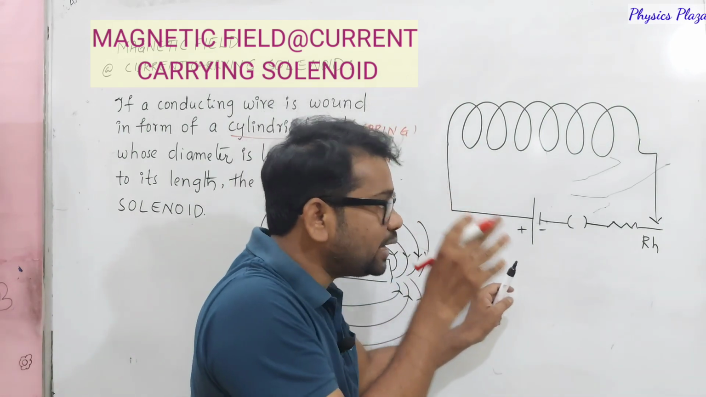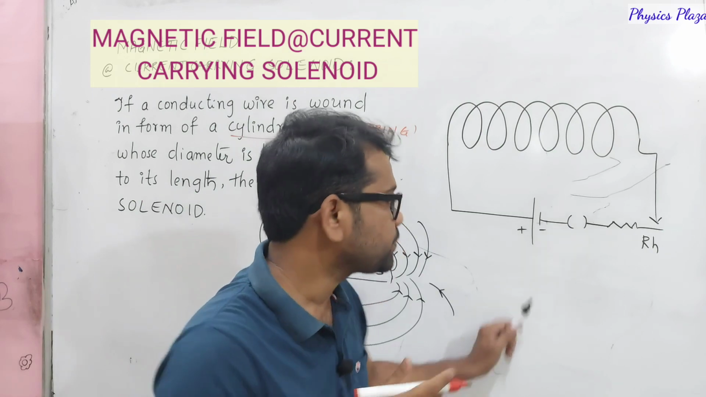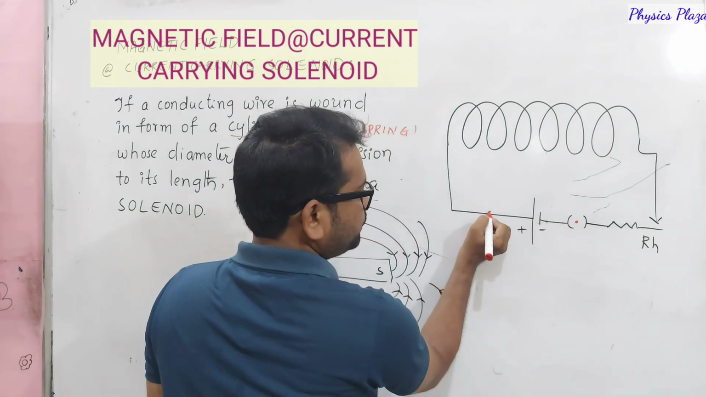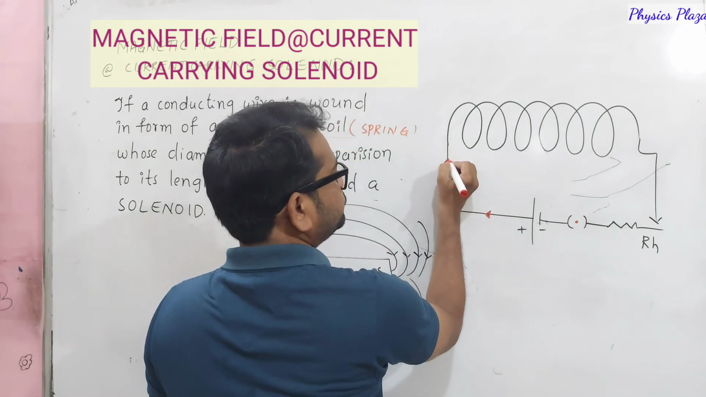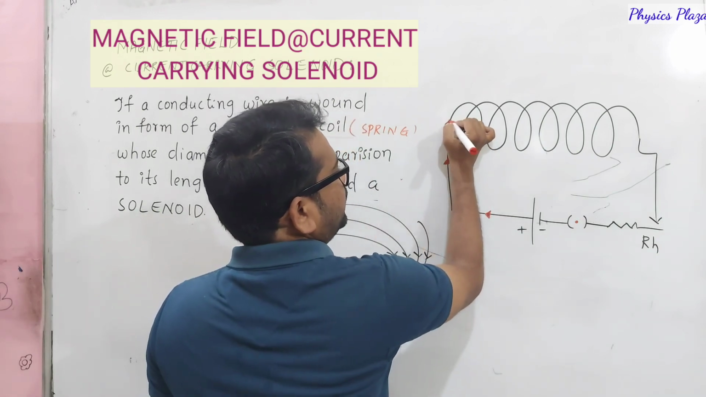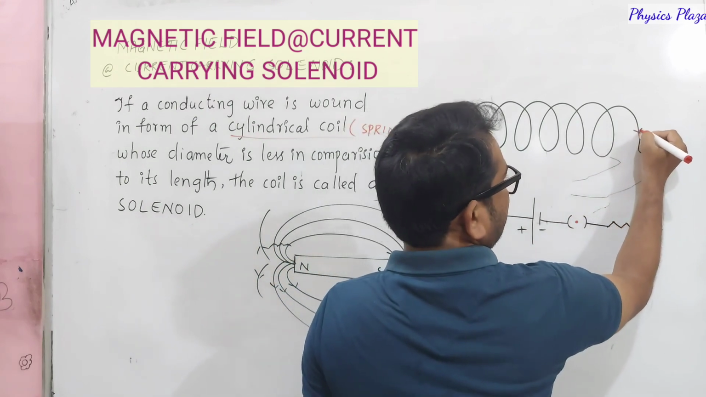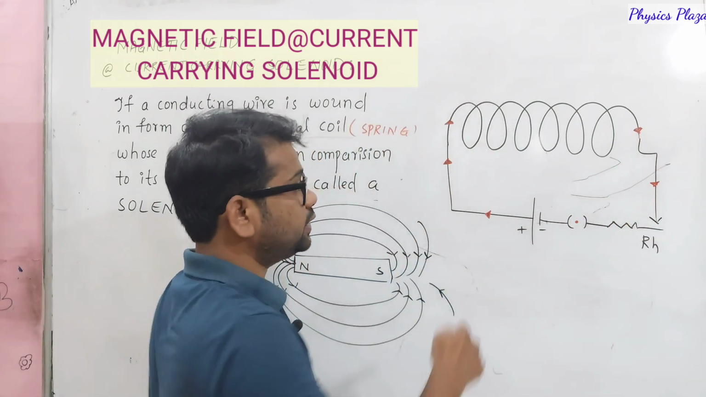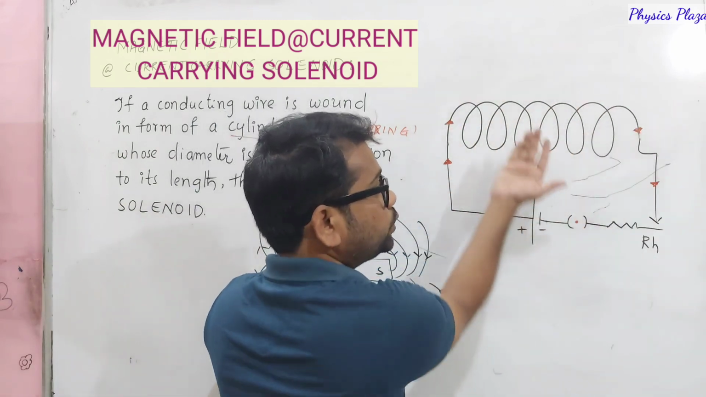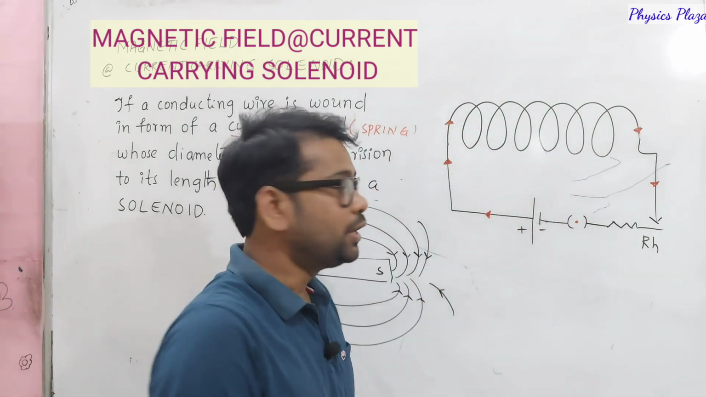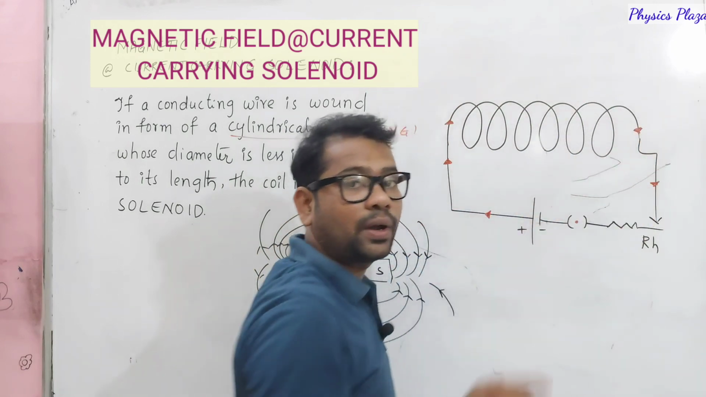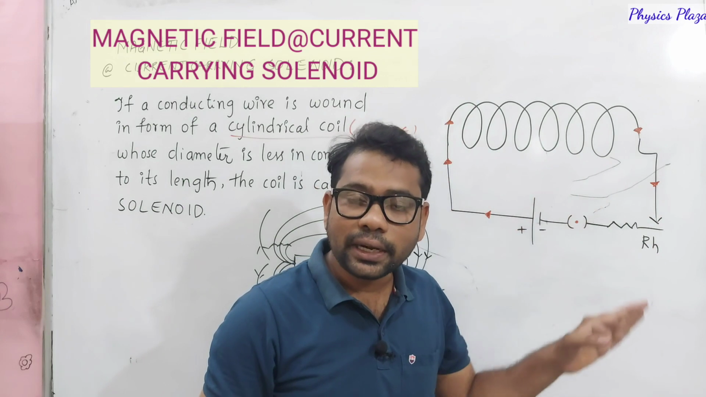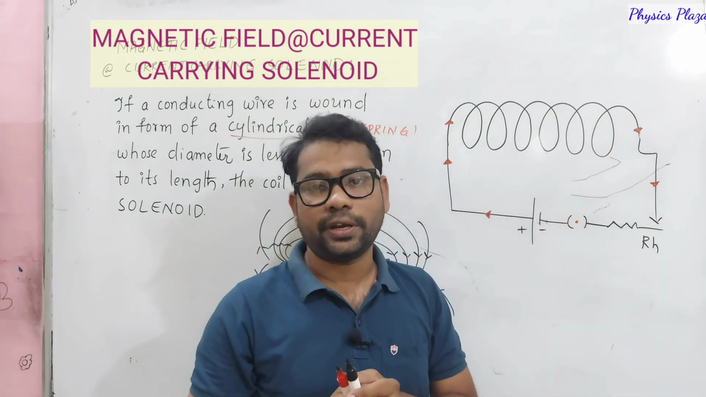Children, first let us identify the direction of current. When we switch this on, current is passing like this. Current is entering here and leaving here. And children, don't come to the conclusion by saying that this face is clockwise. No, it is wrong. At one end how the current is entering and at the other end how the current is leaving is very important.